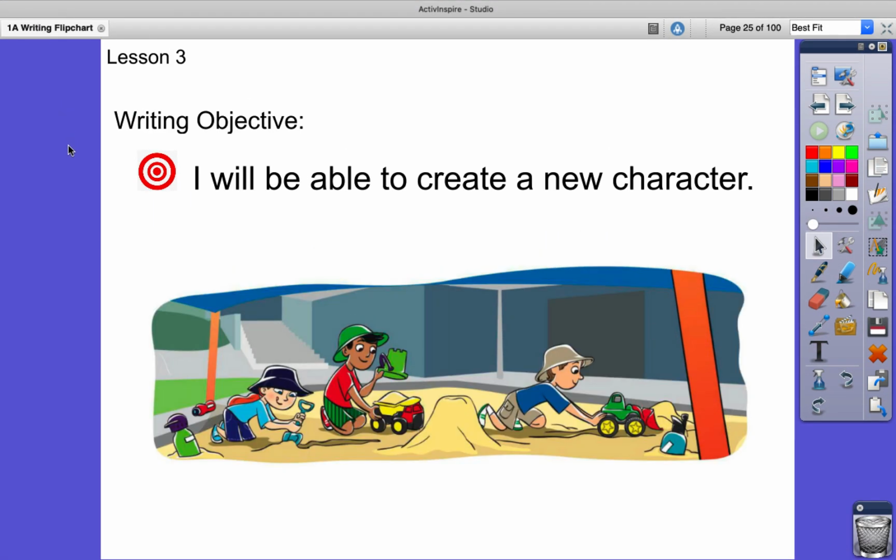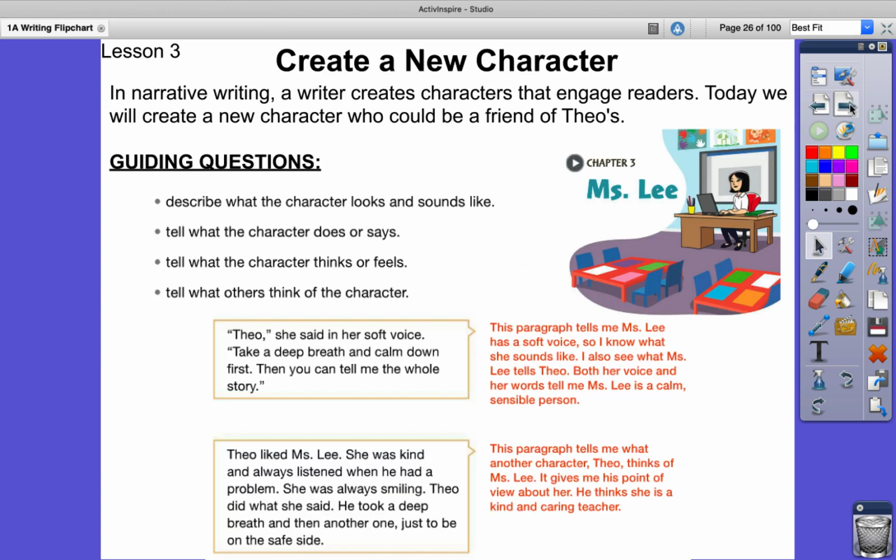Hello, second grade writers. Today we're going to continue with Lesson 3 for Unit 1, Module A. Our writing objective for today is, I will be able to create a new character. In narrative writing, a writer creates characters that engage readers. Today we will create a new character who could be a friend of Theo's.